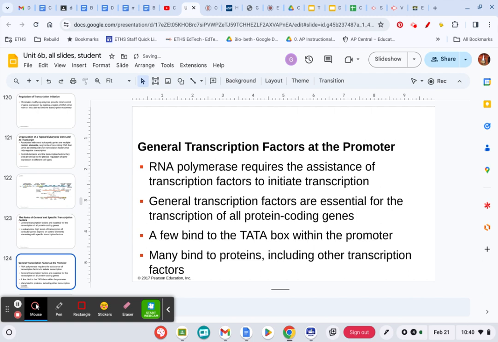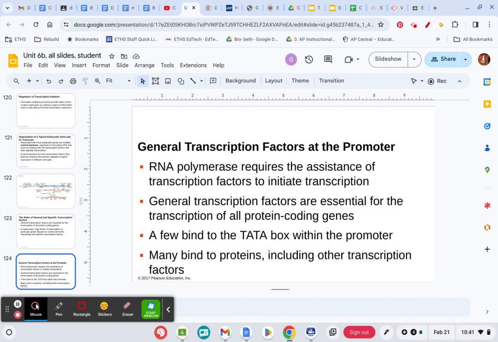General transcription factors at the promoter. RNA polymerase requires the assistance of additional transcription factors to start transcription. Those are just pretty generic. They're just kind of a scaffold to let any RNA polymerase do its job. A few bind within the TATA box in the promoter. Many bind to proteins, including other transcription factors.